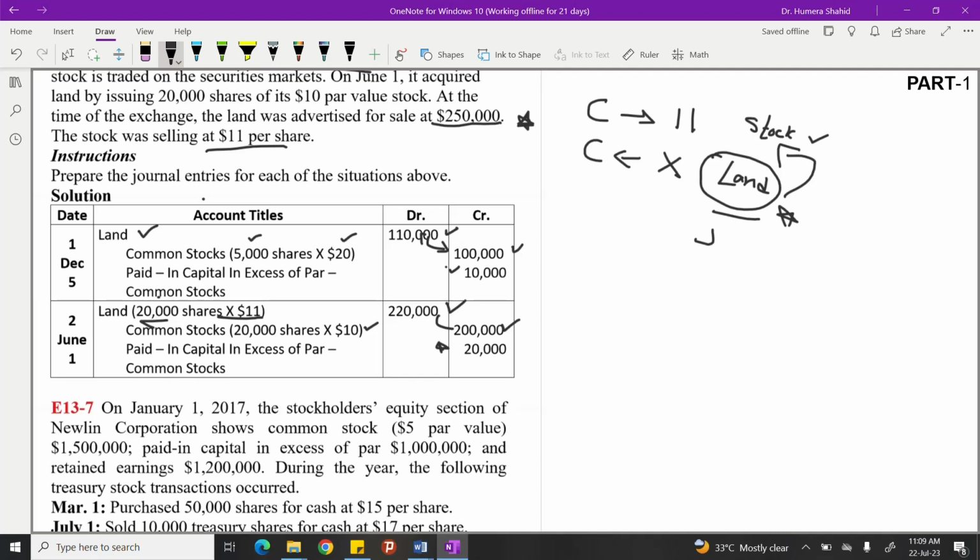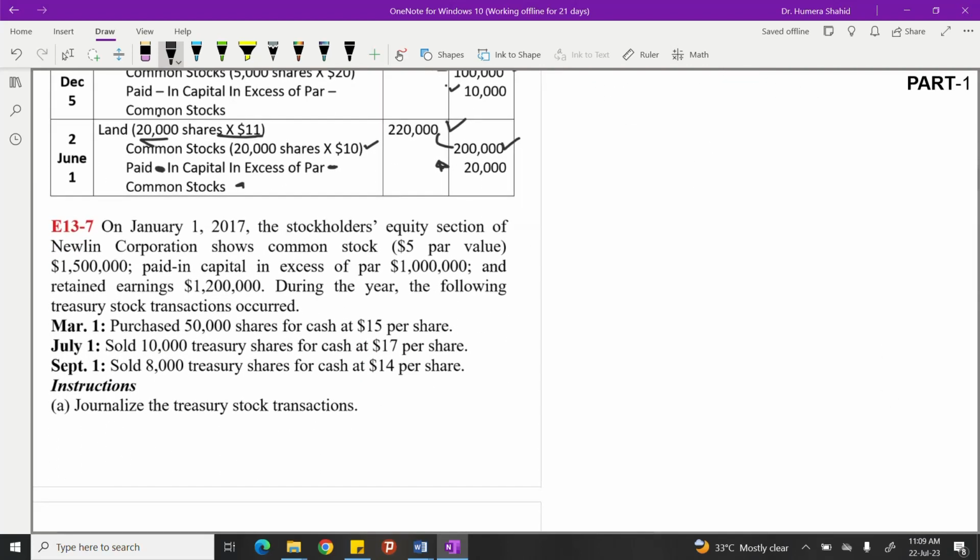Listeners, as I mentioned before, please don't take this hyphen. This is by mistake. This is because I copy pasted, so that's why it is repeated again and again. The hyphen is here after the par or stated value, before we mention the type of the stock. Okay, let's move on towards our next question, which is exercise number 13-7.